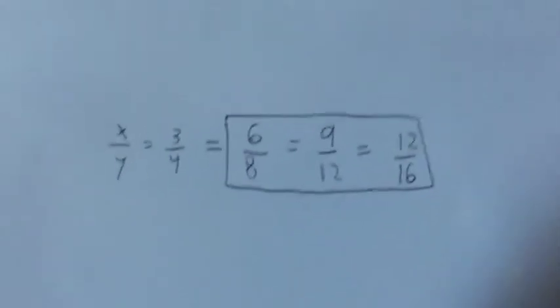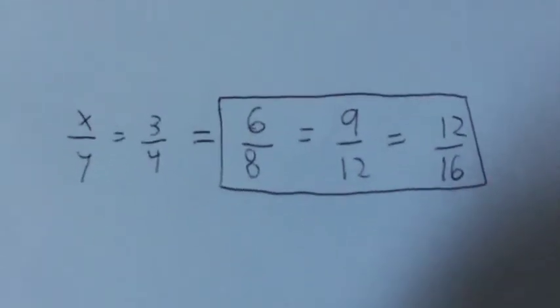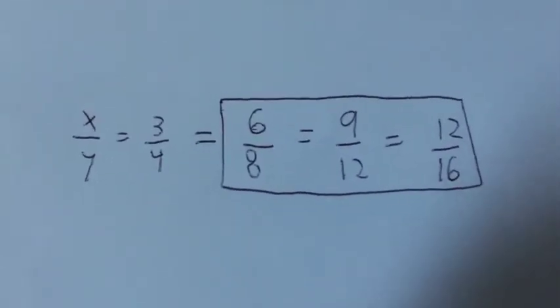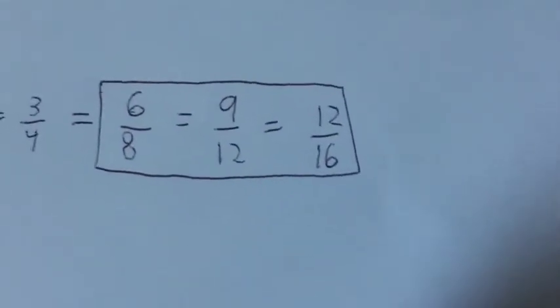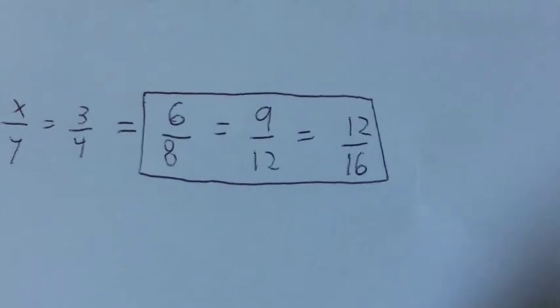After we find them, we need to add the numerators, or the x. So we would add 6 plus 9 plus 12, and adding these numbers would give us 27, which is the answer to this problem.